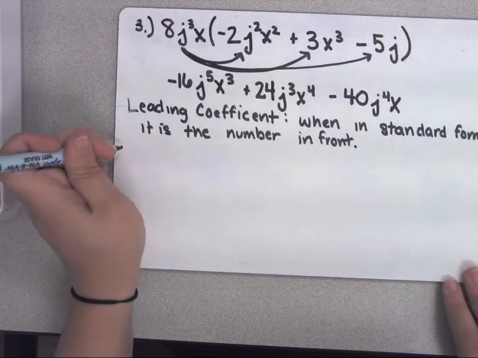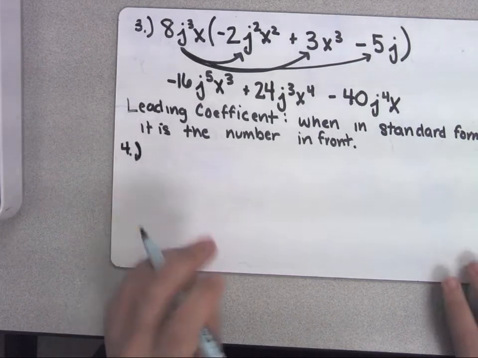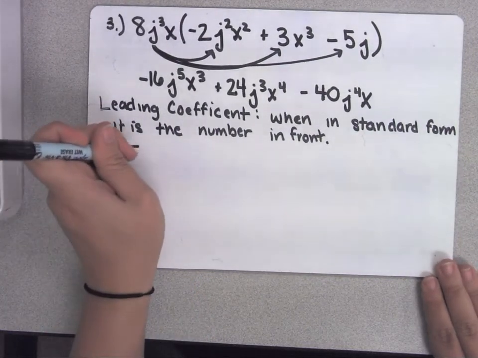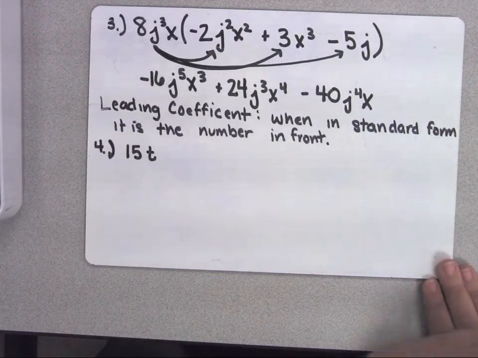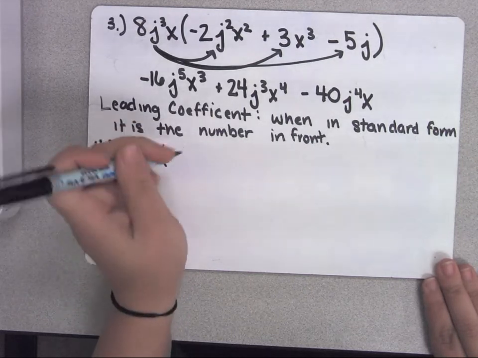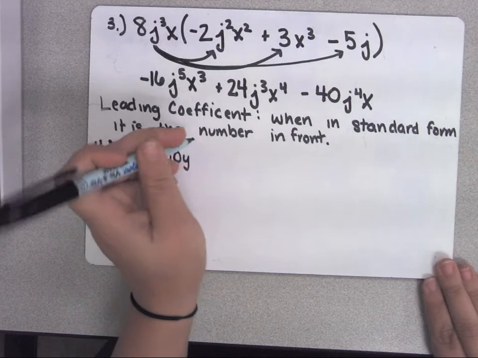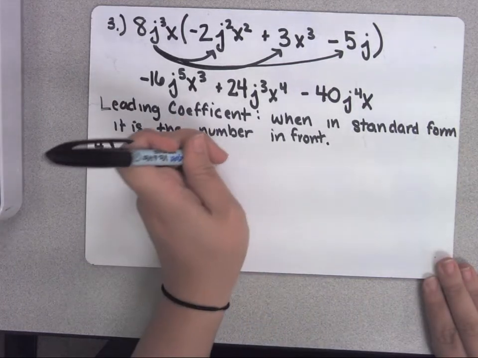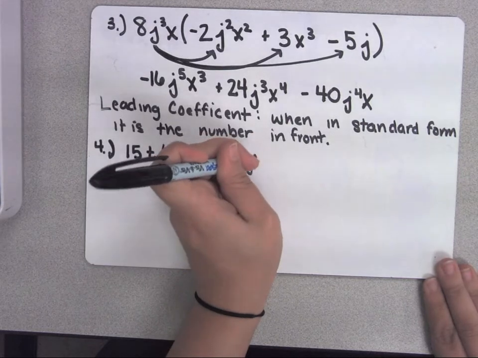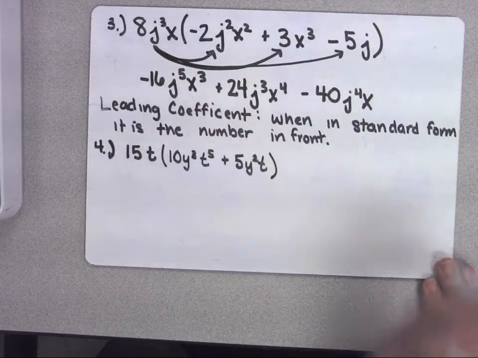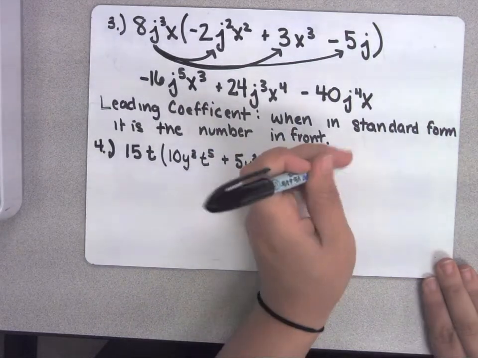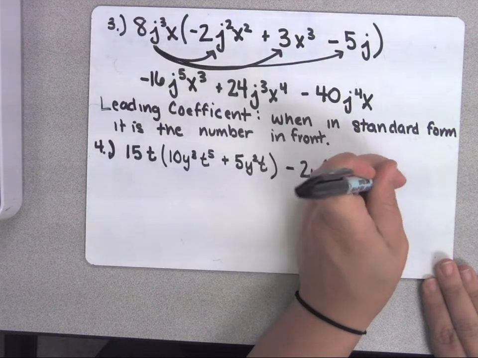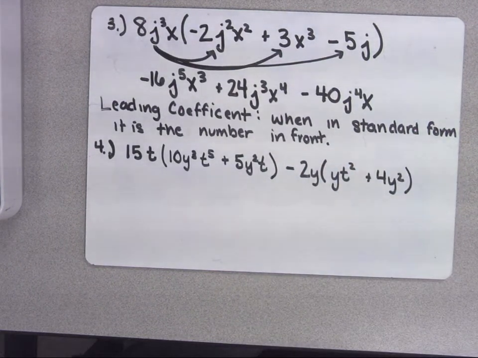Okay, try this one, and then we're going to do an equation one. 15t, parentheses, 10y, 3, y to the third, t to the fifth, plus 5y squared t, close your parentheses, minus 2y, parentheses, yt squared, plus 4y squared.